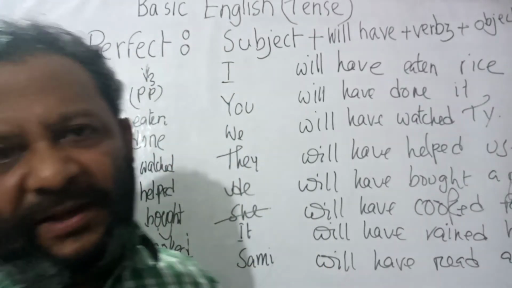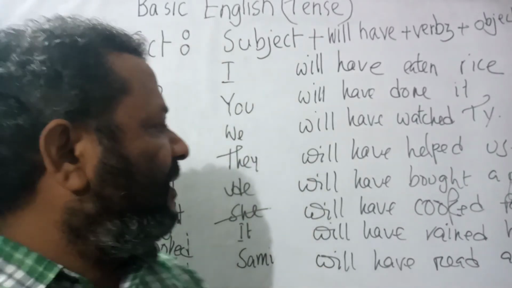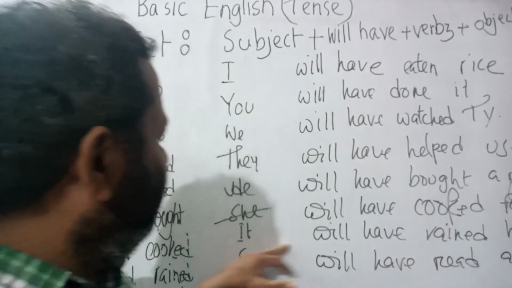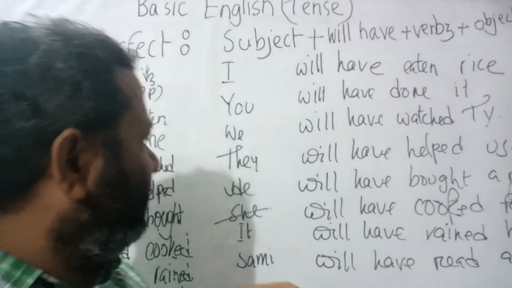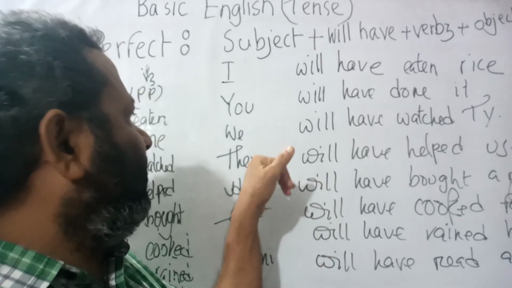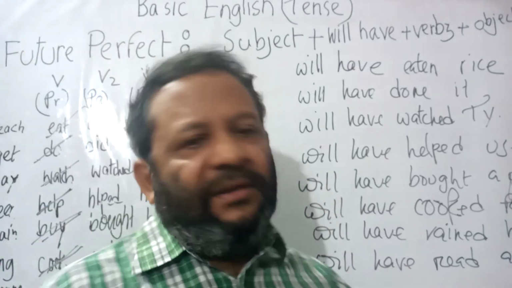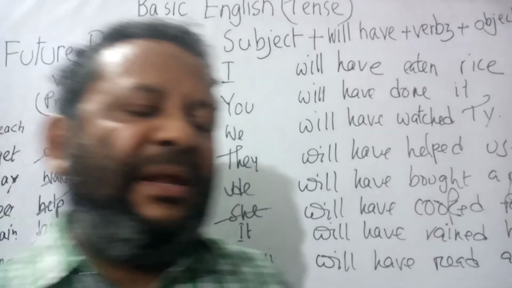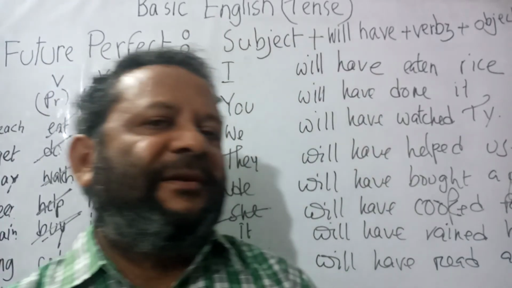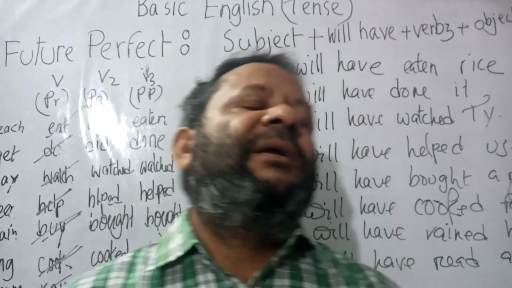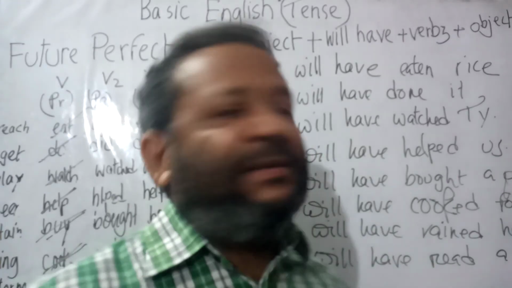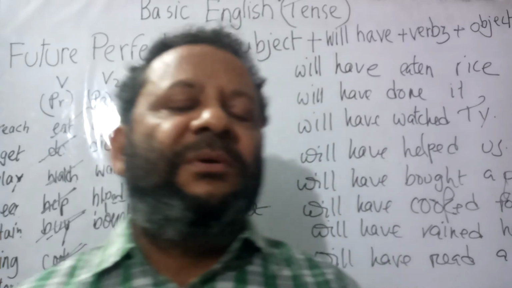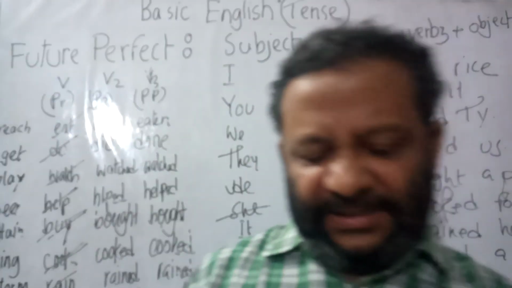Now let us read the last sentence. Sami will have read a book. Now instead of Sami, if I use I, it will be I will have read a book. If I use they, it will be they will have read a book, or they will have read many books. As per our requirement, we can change the subject and we can replace the objects also, and this is how we can continue to make sentences.